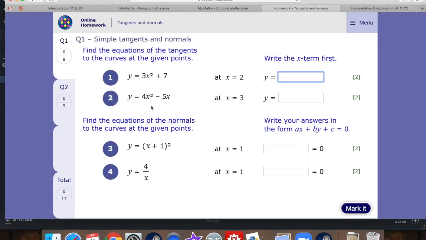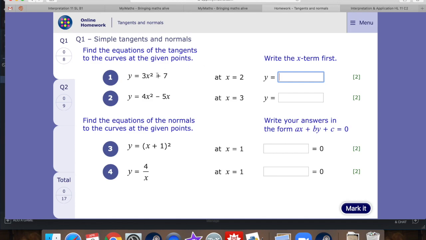Okay, now I just pulled up one sample of the homework here. Find the equations of the tangents to the curves at the given points. So, all right, let's do number one. The first curve here is y is equal to 3x squared plus 7, at x is equal to 2. Write the x term first. So they want the tangent line, which is mx plus b. That's the thing I need to actually figure out here.